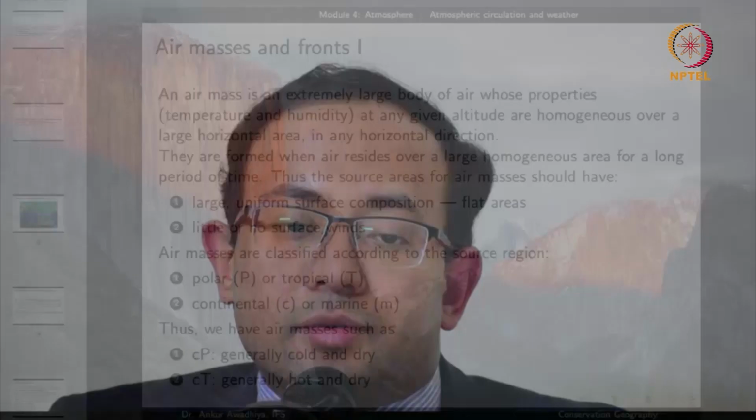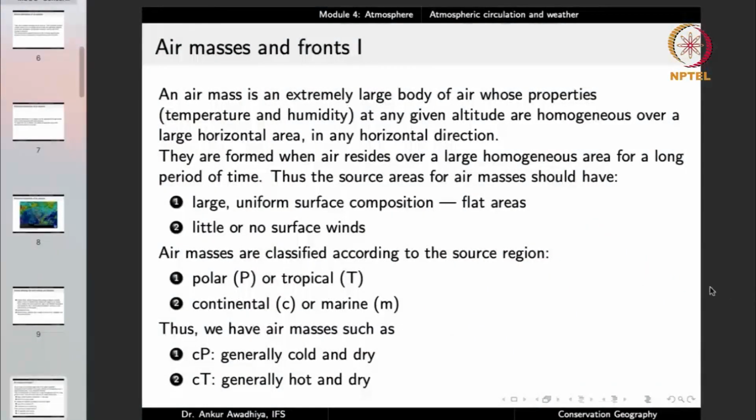Interaction of a hot air mass with a cold air mass, or interaction of a dry air mass with a wet air mass. Now, because these are large in size, their impacts on the planetary scale are also much greater. So we are not talking about local winds, we are talking about large scale air masses. Now air masses are classified according to the source region.